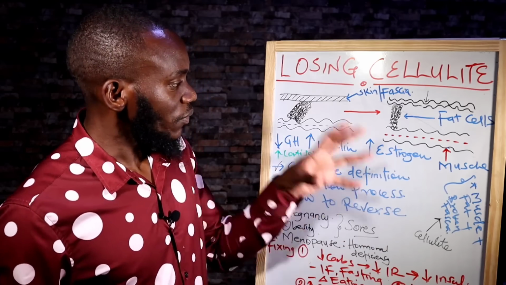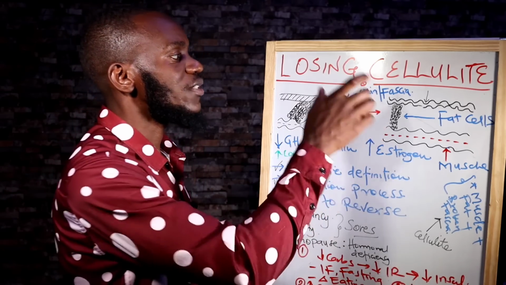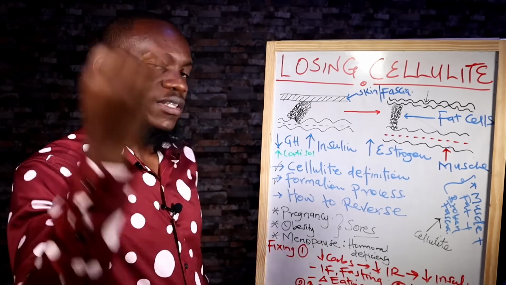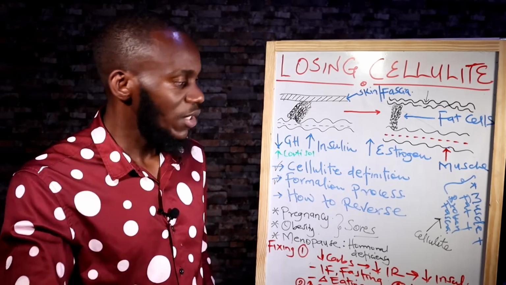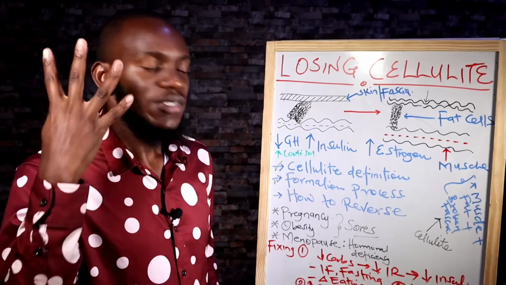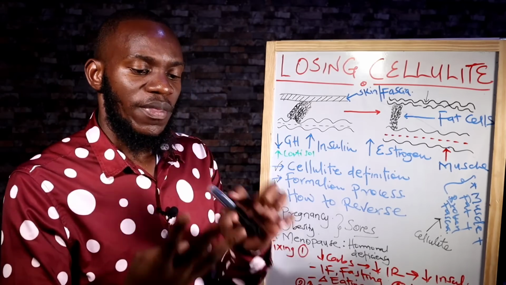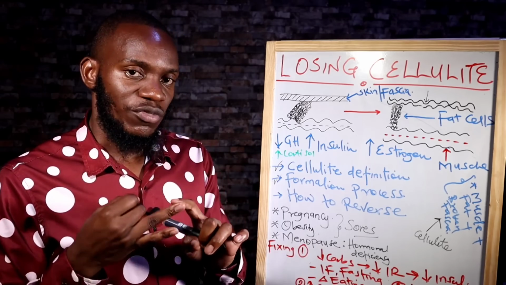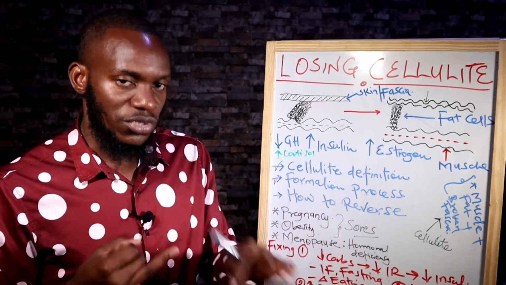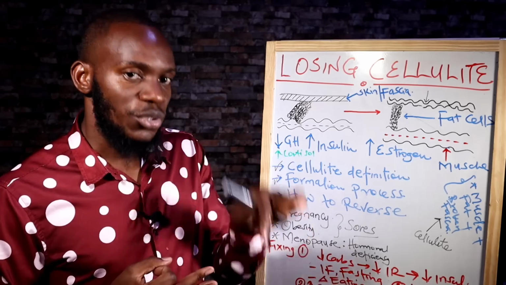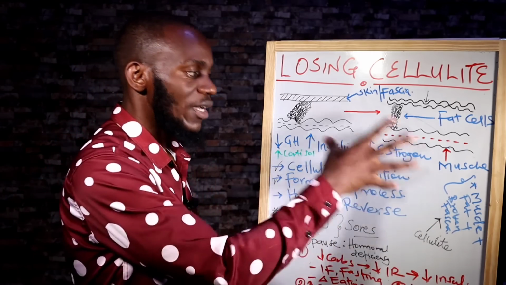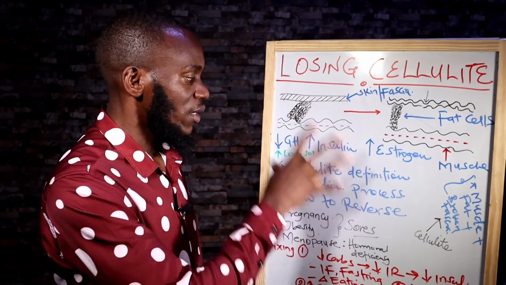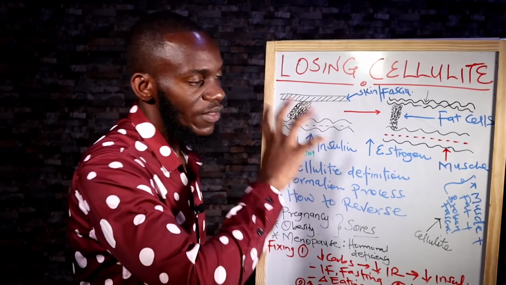So basically, that is it. For you to manage cellulite, you only have to handle 4 hormones. That is growth hormone, estrogen, insulin, and cortisol. And therefore, you have to increase the amount of growth hormone, you have to reduce the amount of insulin, you have to reduce the amount of cortisol, and you have to reduce the amount of estrogen. So basically, that is the therapy. And I've already given you the ways to increase growth hormone and to reduce the other 3.